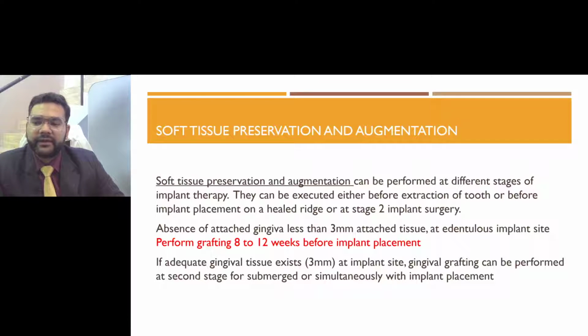Soft tissue preservation and augmentation can be performed at different stages of implant therapy. It can be executed either before the extraction of the tooth, or before the implant placement on a healed ridge, or at stage 2 implant surgery. Now it is said that with absence of attached gingiva, less than 3 millimeters at an edentulous implant site, you should perform grafting 8 to 12 weeks before you place the implant. Remember, you should perform the grafting before you place the implant. And if adequate gingival tissue, more than 3 mm, is present, then gingival grafting can be performed either at the second stage, or simultaneously with the implant placement.